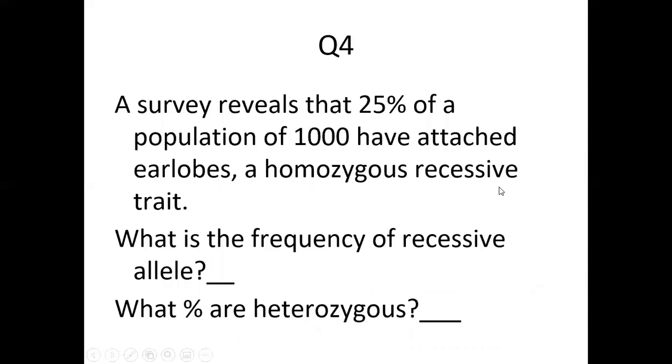A study reveals that 25% of a population of 1,000 have attached earlobes, which is a homozygous recessive trait. So these are the two things I want you to answer. What is the frequency of the recessive allele? And then what percentage are heterozygous? So I want you to solve this, and then I am going to go through it. As soon as you have these two answers, drop them in the chat.